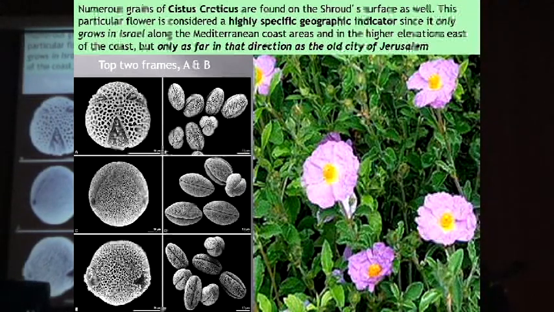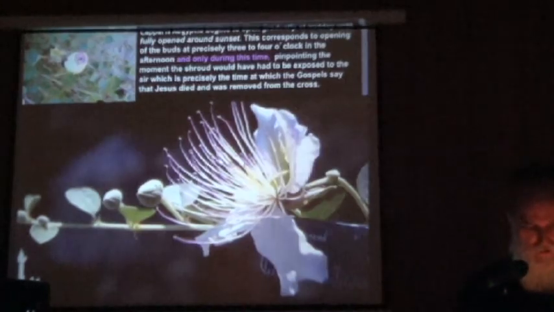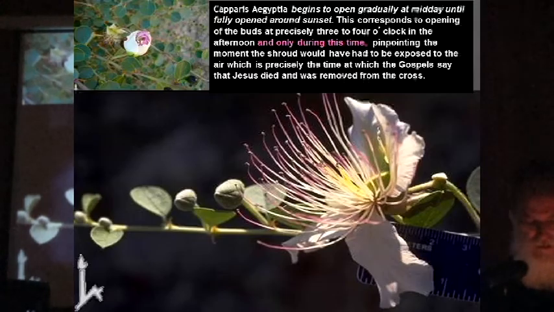The hour. Capparis aegyptia is the most important pollen spore of all. This plant only grows in Israel, Jordan, and Sinai. This means it corresponds to the opening of buds precisely at 3 to 4 o'clock in the afternoon. This is the only time that it opens.